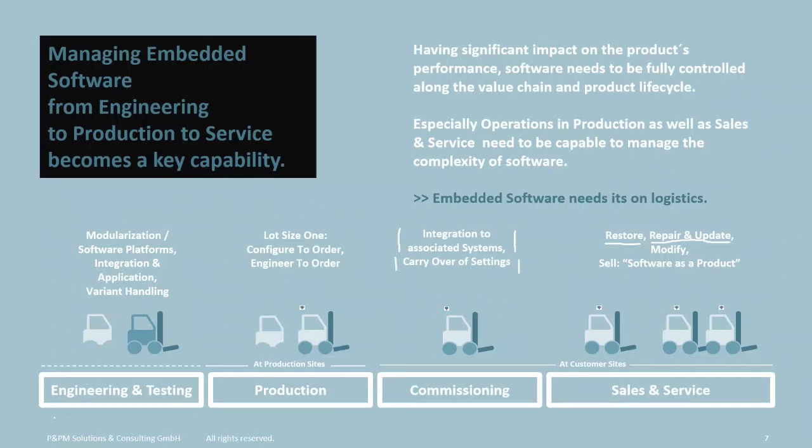And last but not least, we talk about modification of software and even about adding functions. So the term here is software as a product, in the sense that you probably would like to sell different additional software features to existing products out there in the field. For instance, you could sell additional light settings that could be simply switched on via software settings without affecting the hardware of your products out there in the field.